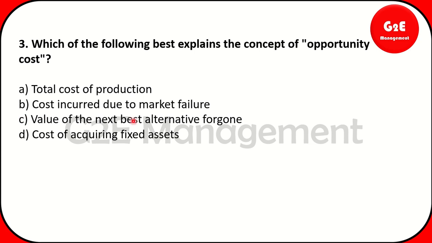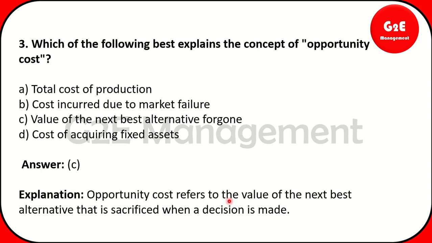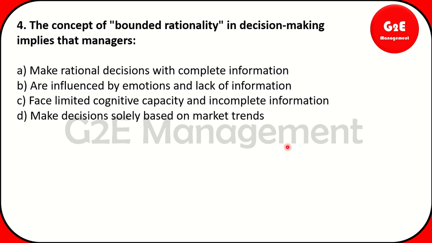The answer from here itself, you know, is the best alternative. Opportunity cost, the word you should keep in mind is alternative. So the answer is value of next best alternative foregone. Opportunity cost refers to the value of the next best alternative that is sacrificed when a decision is made. Whatever resources are available, you need to choose the best alternative resources. That is called opportunity cost.